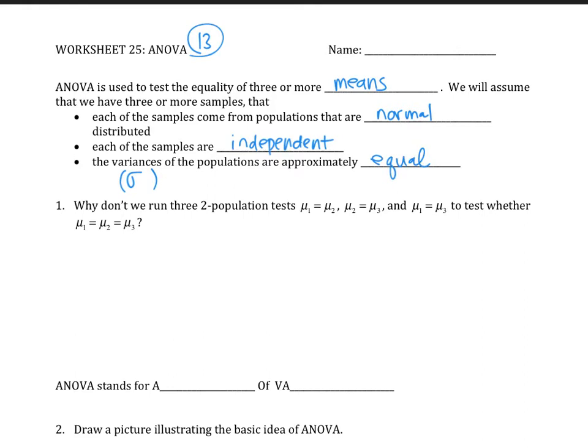Number one says, why don't we run two population tests? Mu1 is equal to mu2, mu2 is equal to mu3, and mu1 is equal to mu3, to see whether they're all equal to each other. There is a short answer and a long answer. The short answer is each time we do a hypothesis test, we have some chance of making an error. So when we do it three times, we are compounding the chance of making an error.